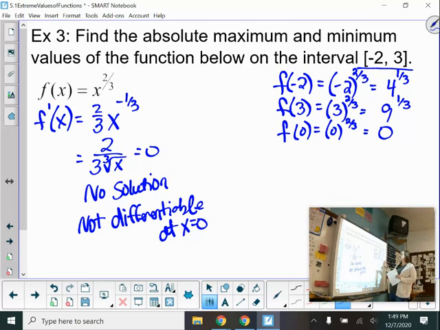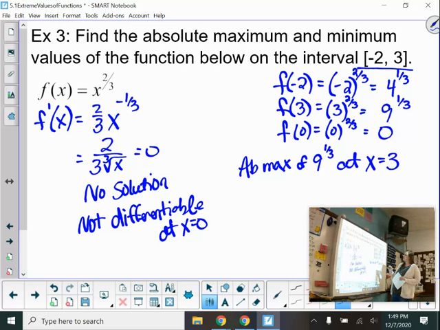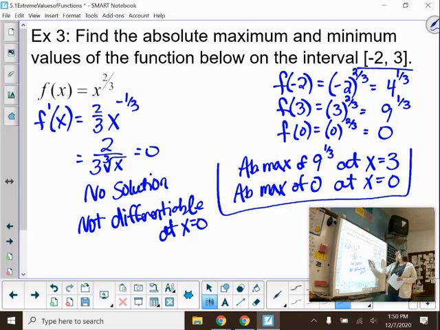So based on these findings, and again, using the knowledge that I have to have an absolute min and an absolute max, I have an absolute max of 9 to the 1/3 power at x equals 3. Notice I did state what the absolute max was and then where it was. Make sure you always state the location. And then we have an absolute min of 0 at x equals 0. And those would be your solutions for that question.